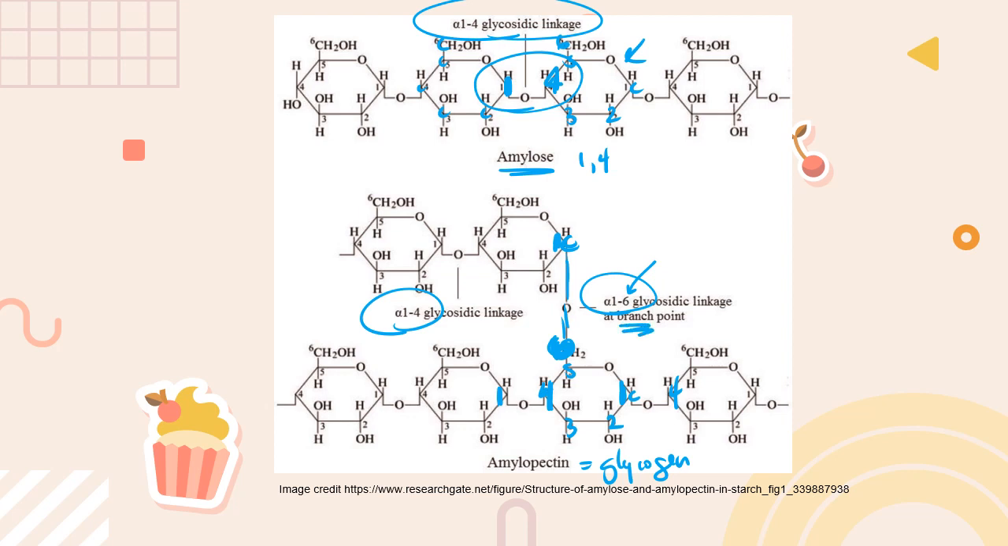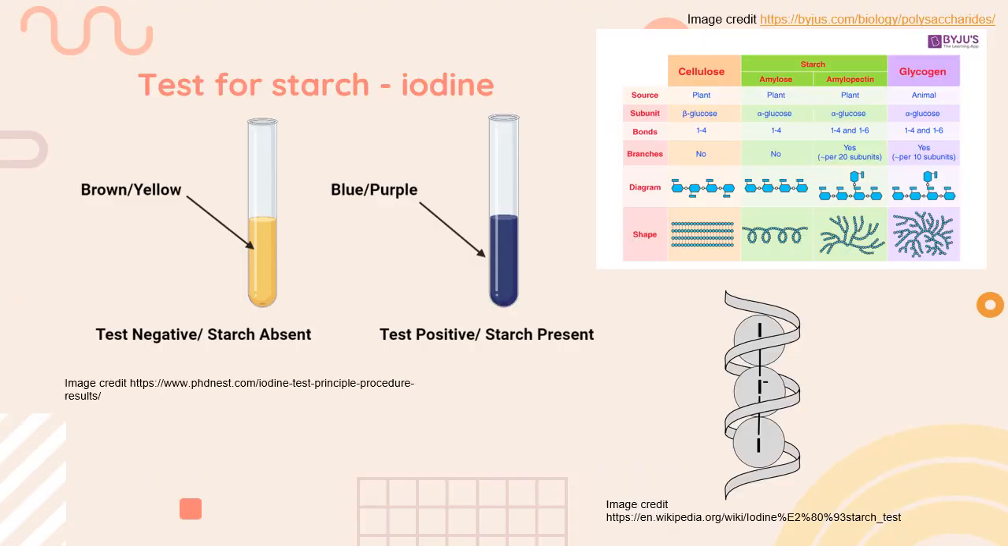So 1,4 glycosidic linkages is going to be just a normal old super cool straight chain. Carbon number 1,6, we're going to end up with these super cool branchy things that pop off.